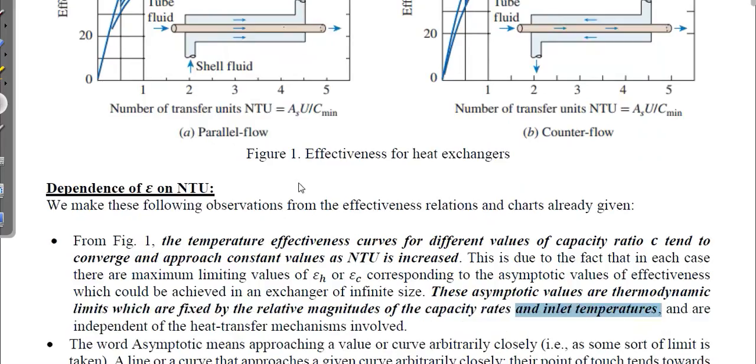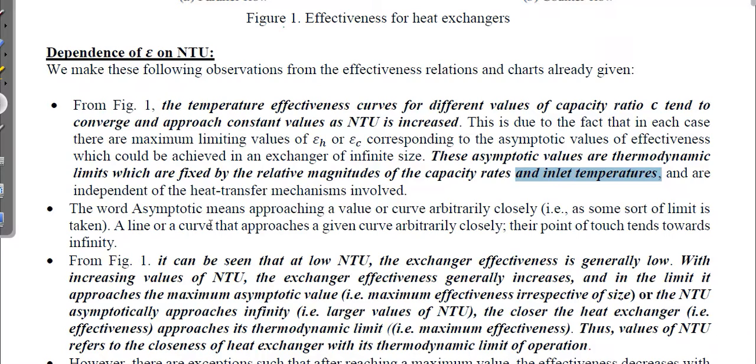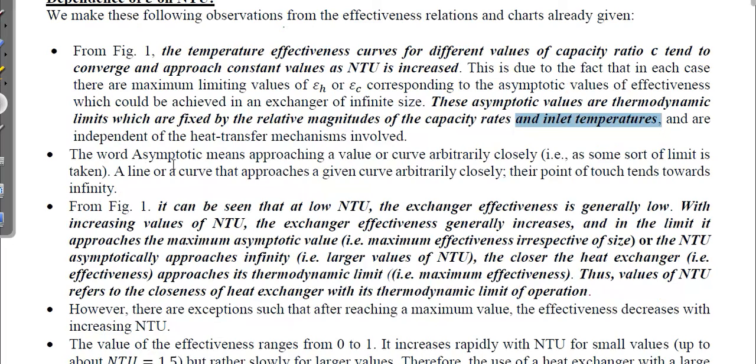So let's read out some more points. What is an asymptote? Asymptote means approaching a value or a curve closely, or some sort of limit is taken. Some limit is there, and we have approached that value closely. A line or curve that approaches a curve arbitrarily closely, with the point of touch tending towards infinity. So this is the meaning of asymptote.